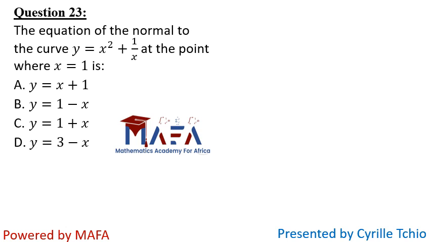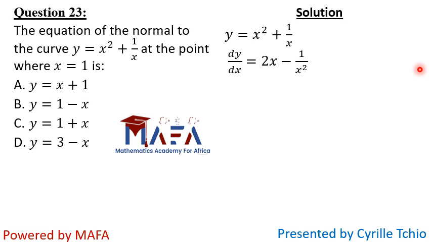What is the equation of the normal to the curve y is equal to x squared plus 1 over x at the point where x is equal to 1? Let us go and see how you get the answer. You have y is equal to x squared plus 1 over x. The derivative, dy/dx, is equal to 2x minus, this is x to the power negative 1, we bring the power down, that is negative 1, x to the power negative 1 minus 1, that's x to the power negative 2. We bring 1 all over x squared.